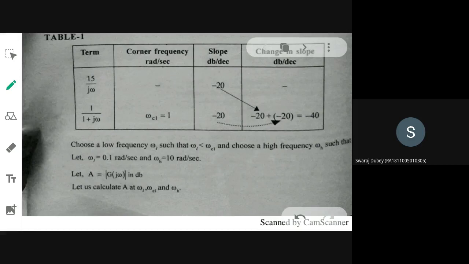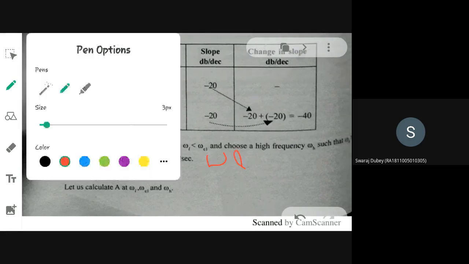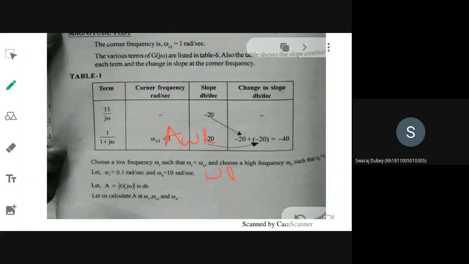So what is the first formula? Up to the first corner frequency, the gain contribution will be by what factor? A at omega L, that is 0.1. What is the formula for it? G of j omega, everybody knows that. What is the formula is my question. 20 log what? 20 log the first factor. What is the first factor? 15 divided by omega. In place of omega, we will be substituting 0.1. Tell me the answer.